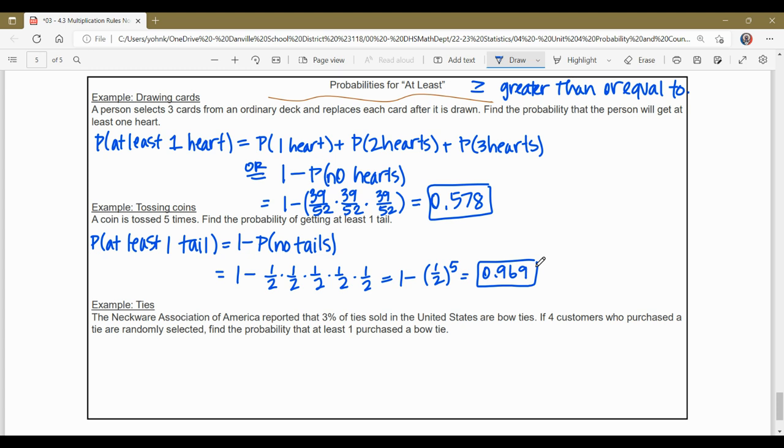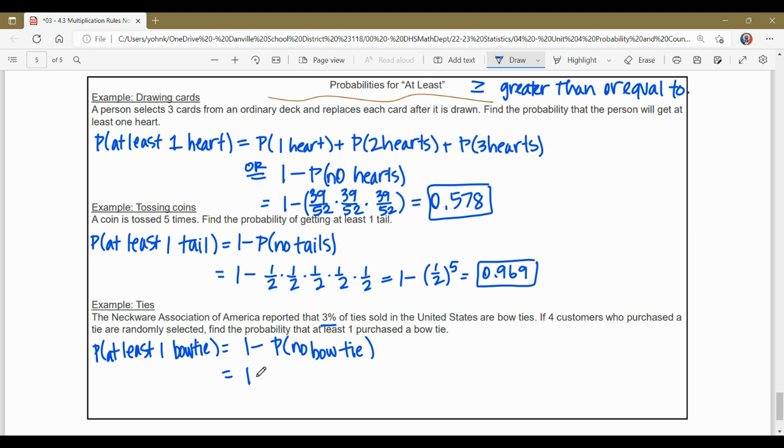All right, last example. The Neckwear Association of America reported that 3% of ties sold in the United States are bow ties. If 4 customers who purchased a tie are randomly selected, find the probability that at least one purchased a bow tie. So the probability of at least one bow tie equals 1 minus the probability of no bow tie. The kids that write it out every time do way better at the at least ones.